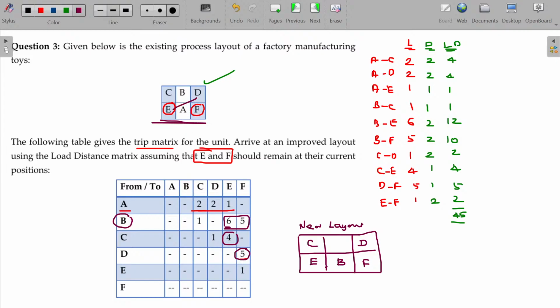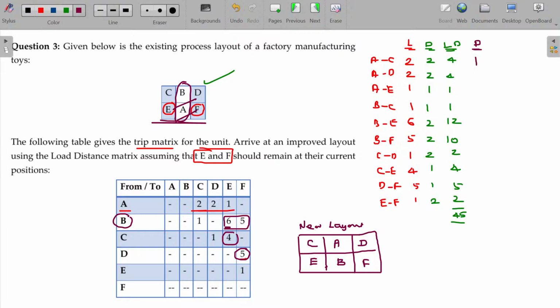And the only new change is A and B. These two departments are shifted. This will be the new layout. Now find out the distance as per the new layout.